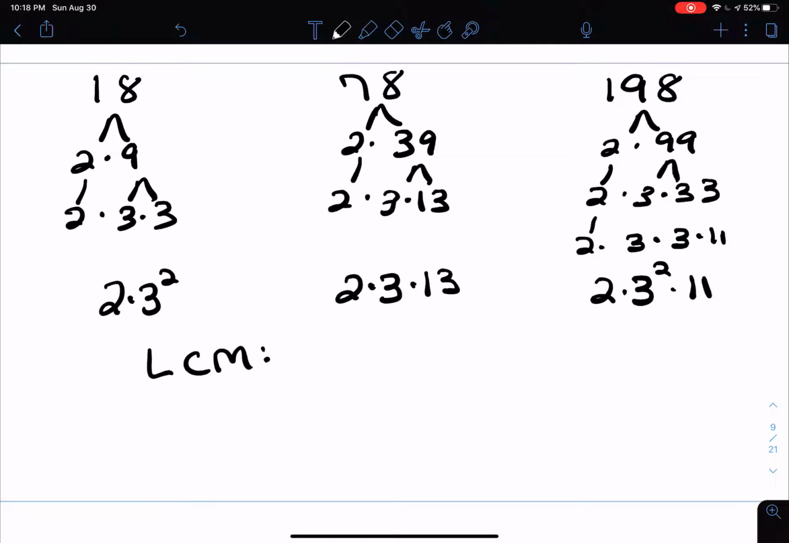All right, you have your 2's. So you're going to use a 2 there. And then out of the 3's, your highest exponent is 3 squared. But then you also have a 13 and an 11. Remember, you're using everything you can, not just what's in common. But if there is stuff in common, go with the higher exponent. So we have that. Let's multiply those together.